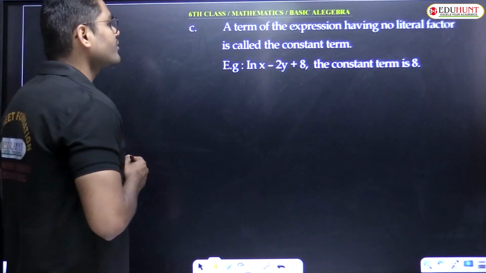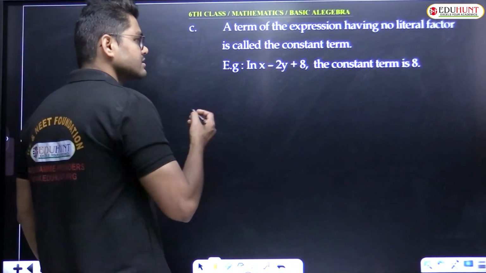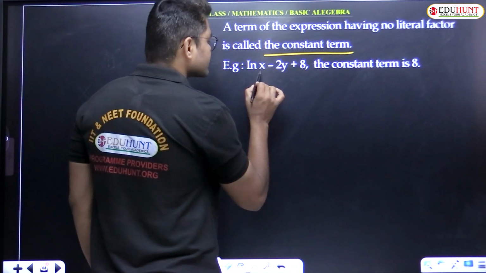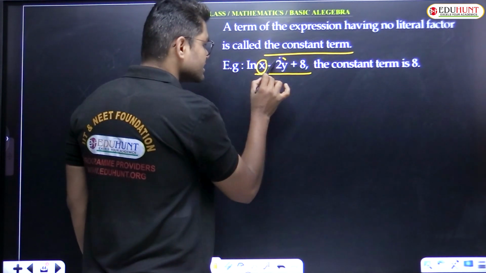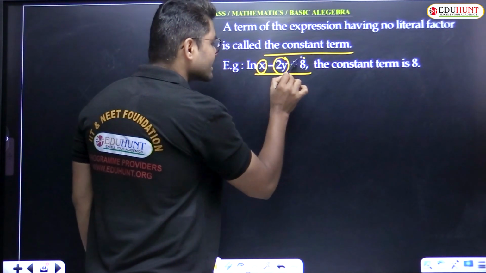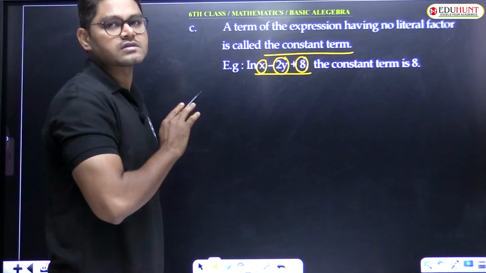Okay, a term of the expression having no literal factor is called a constant term. For example, if I take this one, in this one a variable is there, in this one a variable is there, but here in 8 no variable is there, so this is called a constant term.